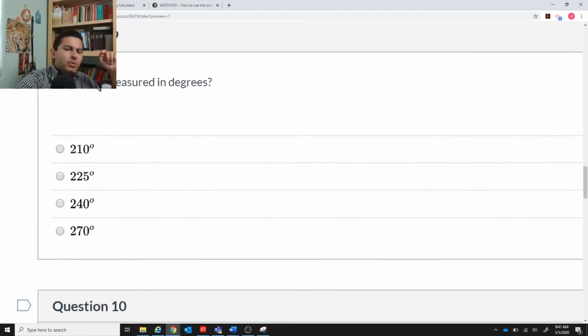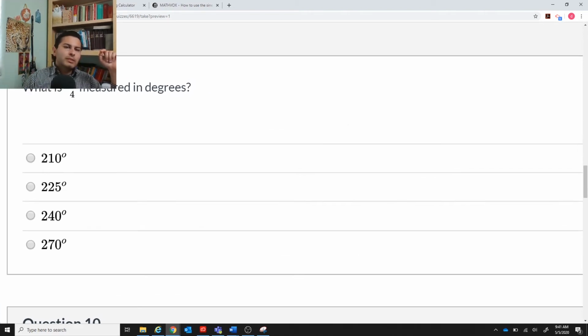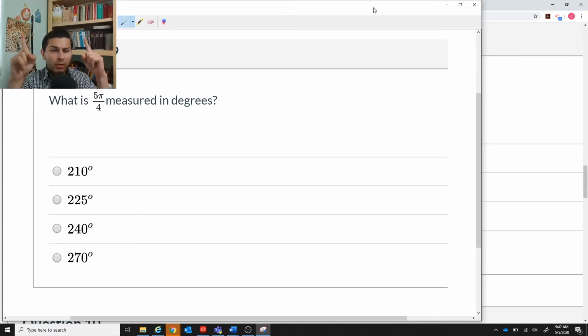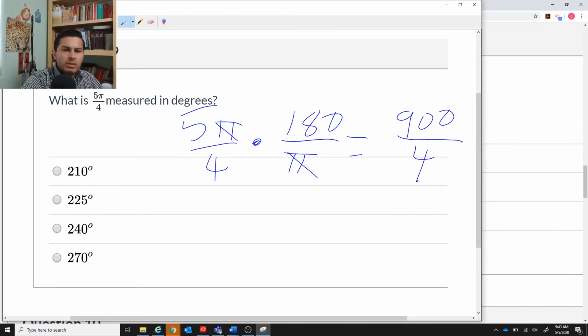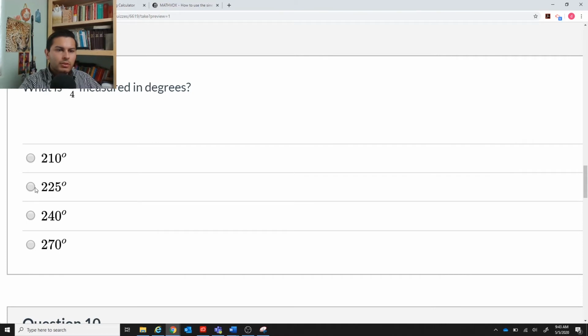Question number 9. What is 5 pi over 4 measured in degrees? So either we are going to multiply by 180 over pi, or we're going to multiply by pi over 180. Now, radians generally have a pi value in there, which means that we're going to want to get rid of that to change it into degrees. So if we have 5 pi over 4, we're going to multiply by 180 divided by pi. The pi's are going to cancel out. This is going to be 900 over 4, which is going to equal 225 degrees. So we have our answer, 225 degrees.